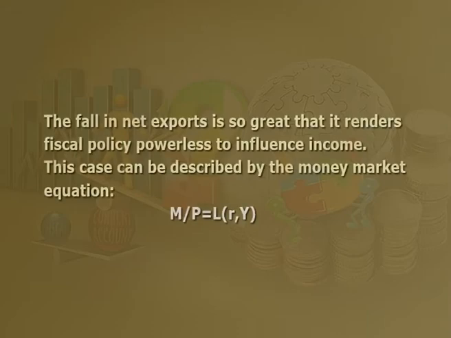This will appreciate the domestic currency, which makes domestic goods expensive relative to foreign goods, resulting in reduced net exports. The fall in net exports is so great that it renders fiscal policy powerless to influence income. This case can be described by the money market equation, M divided by P equals L(R, Y). In a small economy, R is determined at the world interest rate, R star, and hence there is only one level of income that maintains equilibrium, and this level of income does not change with a change in fiscal policy. Thus, when the government increases spending or cuts taxes, the appreciation of the currency and the fall in net exports must be large enough to fully offset the expansionary effect of the policy on income.